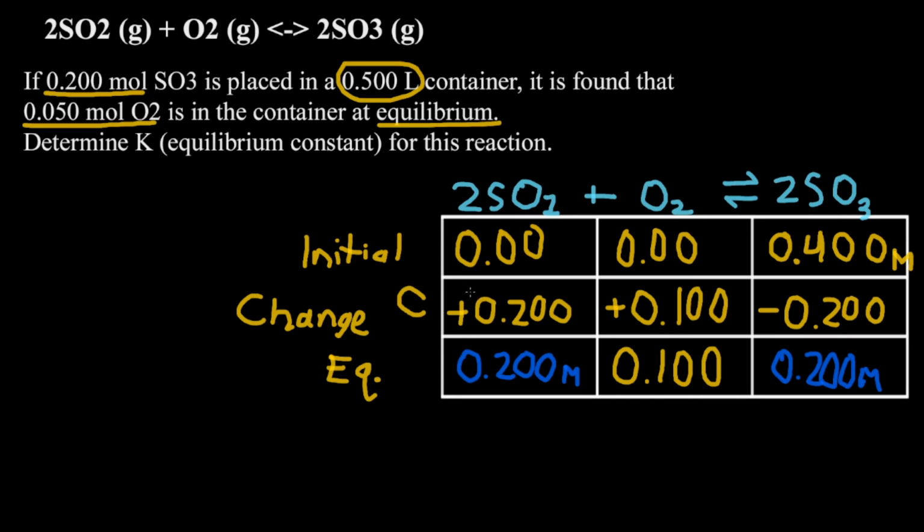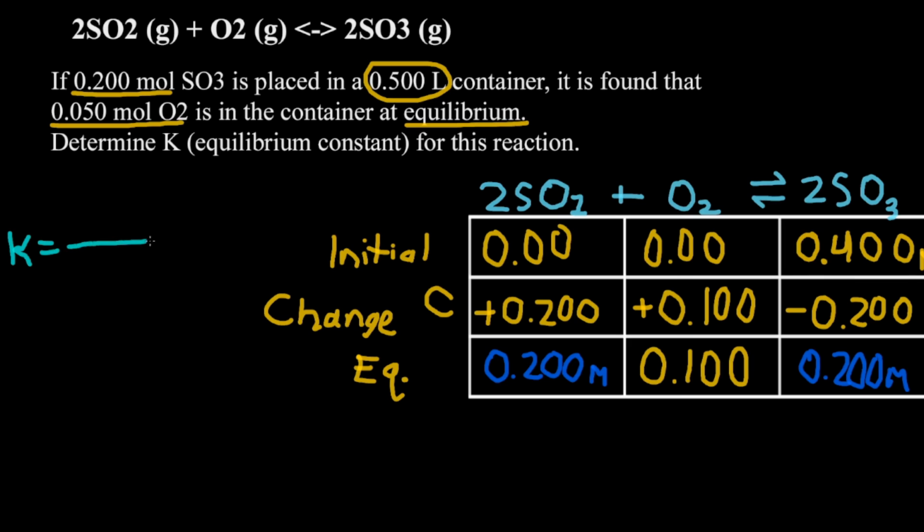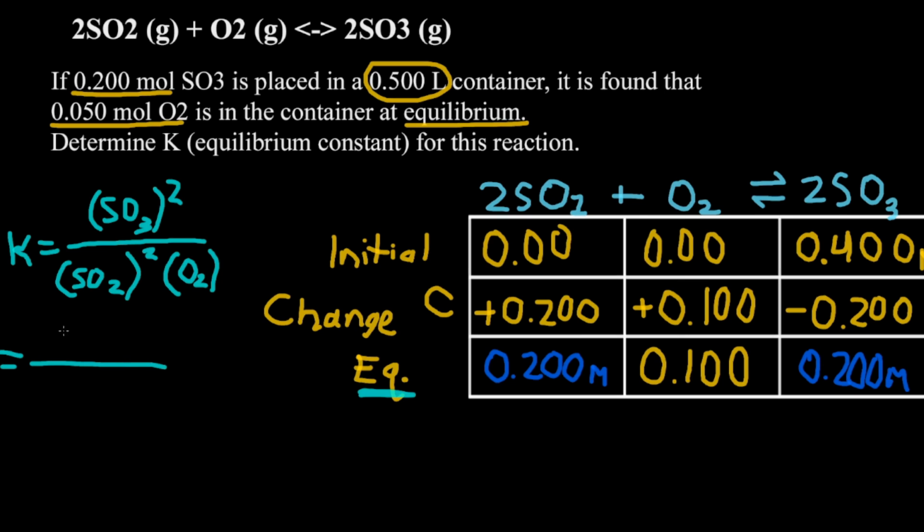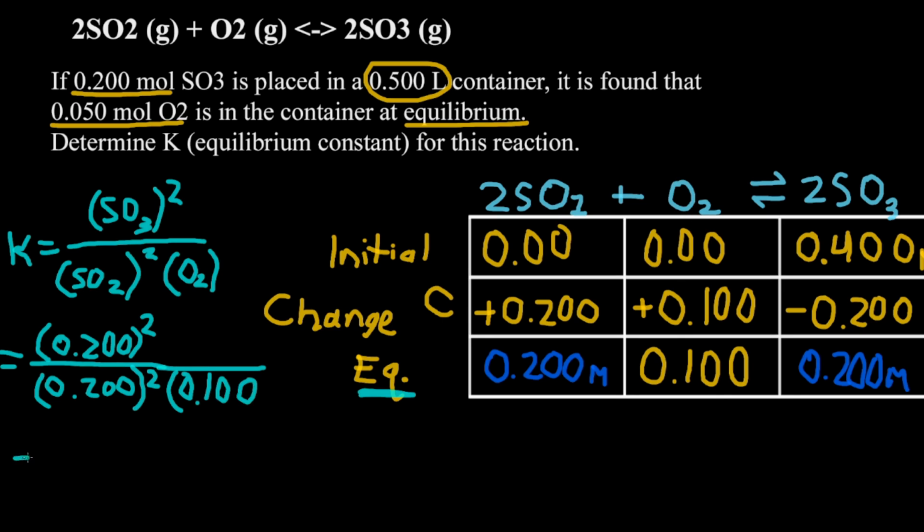Now to determine the equilibrium constant, we have to actually create the equilibrium expression. So K is equal to the products over the reactants. So product is SO3. Then as the coefficient is 2, we have to square it. And then the reactants are SO2 and also squared times O2. So based on this, we can simply add the values from the equilibrium section of the chart, as this is the equilibrium constant. So therefore that is equal to... So from here we can just calculate that, and this will give us 10.